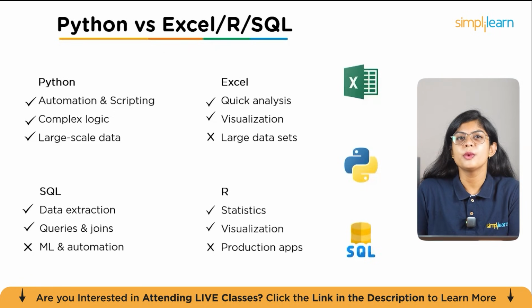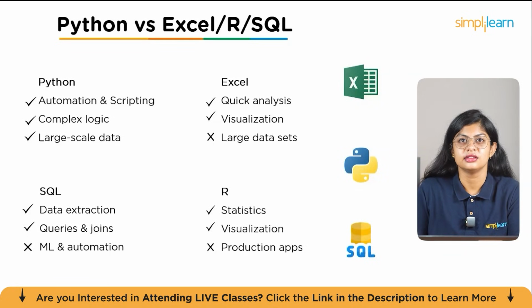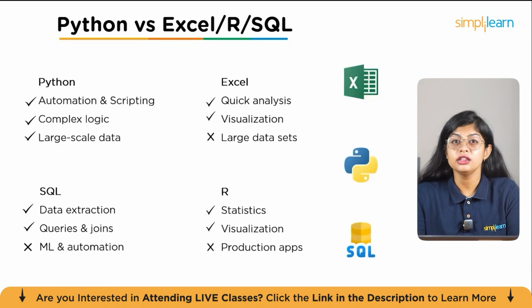Finally, R is very common in statistics and data visualization, especially in research and academic work. But when it comes to building production ready applications or automating end to end workflows, R is less commonly used compared to Python. So, in real world projects, Python often works along with Excel, SQL, and sometimes R. Python acts like a central tool that connects everything, making it the most versatile option for data analysts.